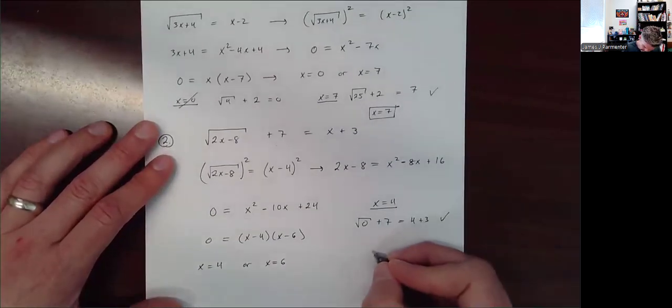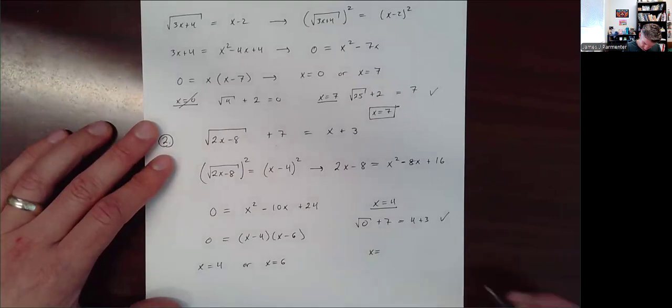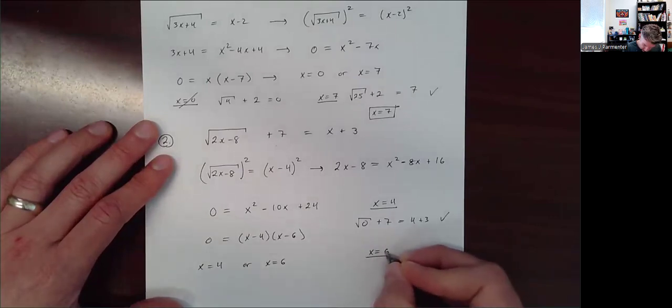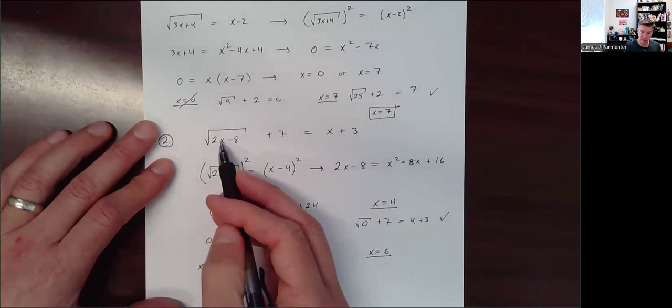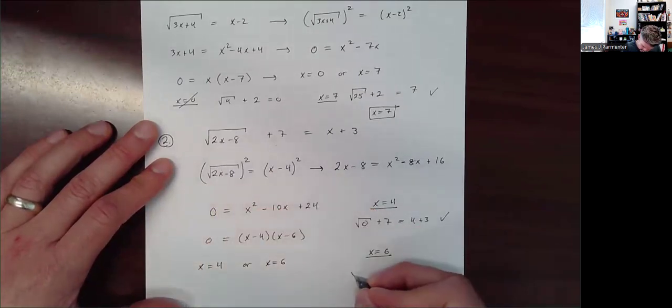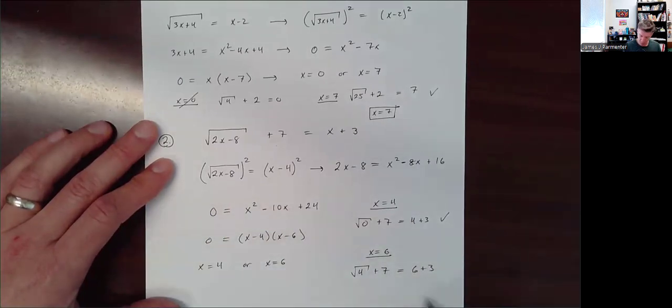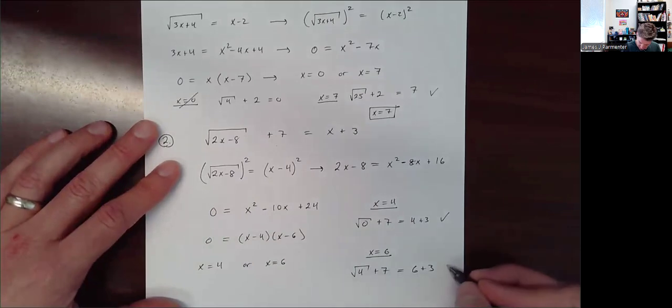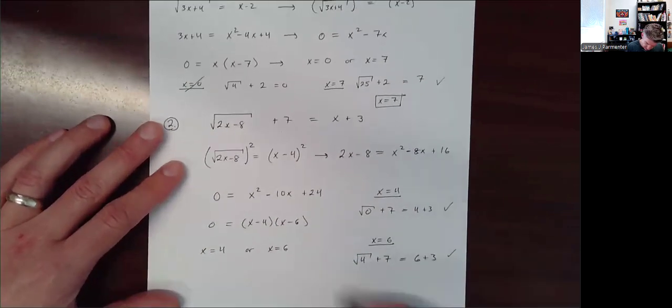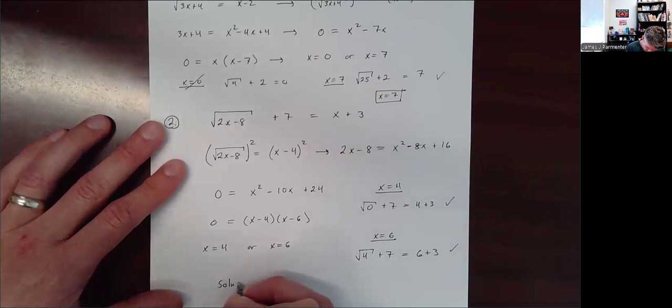And then if we have the other potential solution, which is x equal to 6, plug that in, I get 2 times 6 is 12. 12 minus 8 is 4. So the square root of 4 plus 7, is that equal to 6 plus 3? And it is. 2 plus 7 is 9. 6 plus 3 is 9. So here, both are solutions. So my solutions are x equal to 4 and 6.